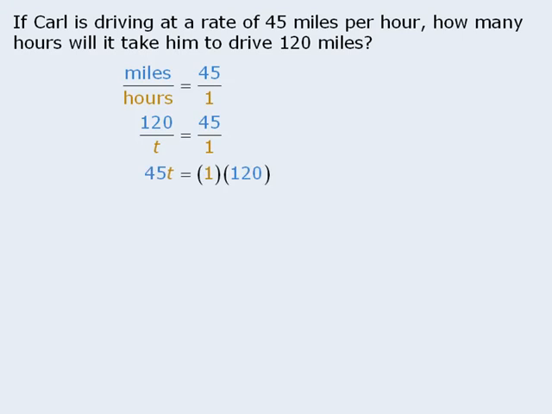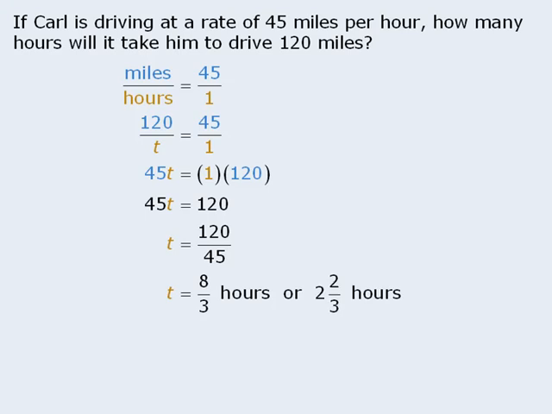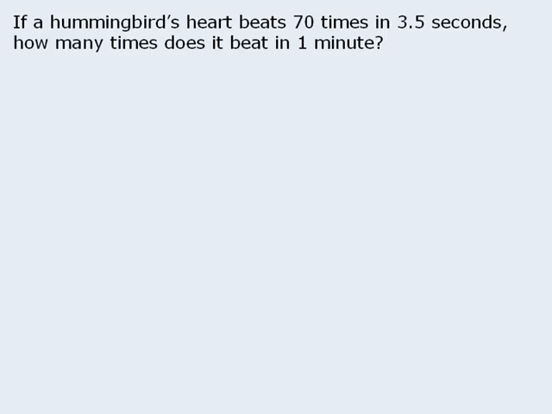First, we can cross multiply, then simplify the right-hand side, and then divide both sides by 45. From here, we can simplify this fraction to get 8/3. Since t represents the number of hours, we can say that it will take Carl 8/3 hours to drive 120 miles. Or we can convert 8/3 to a mixed number and say that it will take Carl 2 2/3 hours to drive 120 miles. Alright, let's try another one.